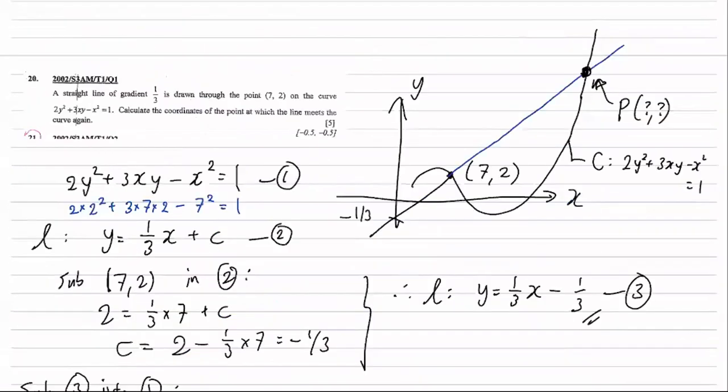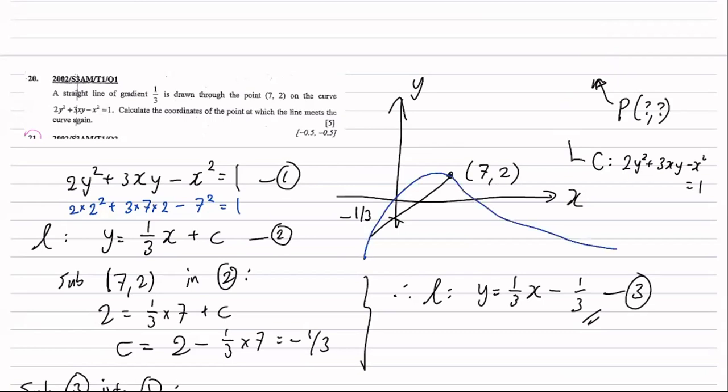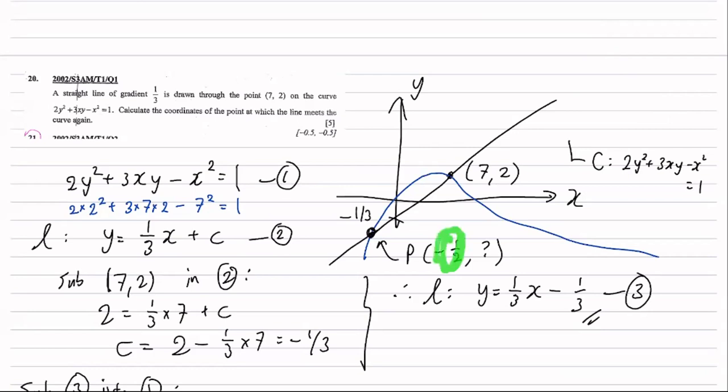My diagram is not drawn to scale. Here is to the right of positive 7, but actually it should be cutting somewhere on negative half. So maybe the graph doesn't actually look like that. Maybe the graph looks something like this. Doesn't really matter. It cuts here at a point P, negative half, comma, question mark. The x coordinate is negative half. We found out just now.